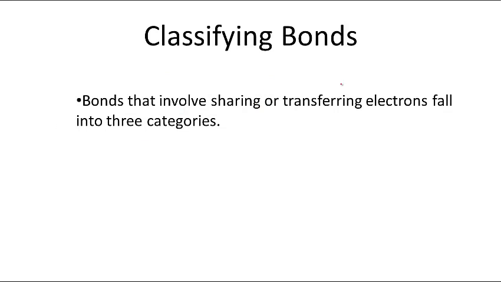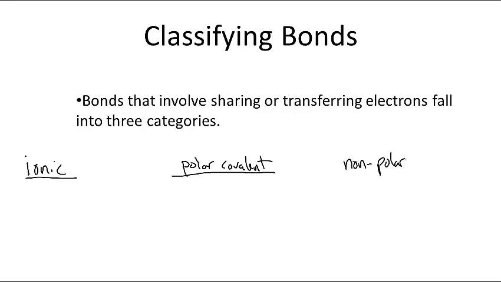So now we're going back to what we've learned way back in the year. So this stuff keeps coming up. We're not going to talk about metallic, but bonds that involve sharing or transferring electrons fall into 3 categories. We're going to leave out metallic. So we have ionic, then polar covalent, and then nonpolar covalent.